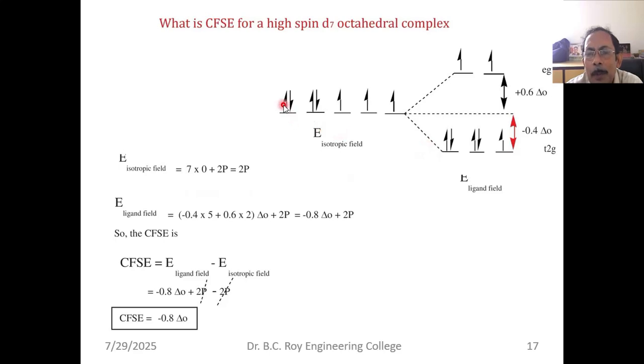Plus 2 pairs of electrons, because 2 pairs are present. Each we can represent by P, so as there are 2 pairs, it will be 2P. So the isotropic field is 2P. After applying the ligand field, we calculate like this in the formula: it is minus 0.8 delta O plus 2P. Now if we take this ligand field minus the isotropic field, the 2P will be cancelled and CFSE will be minus 0.8 delta O.